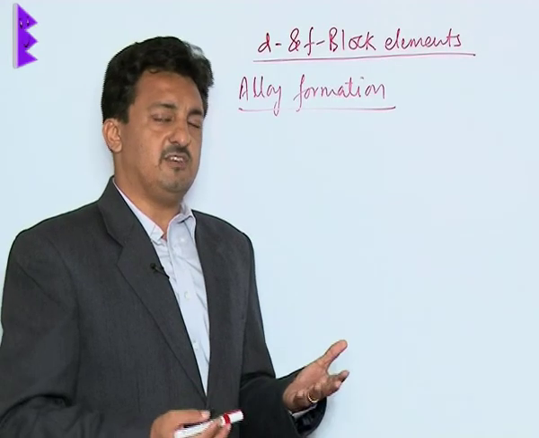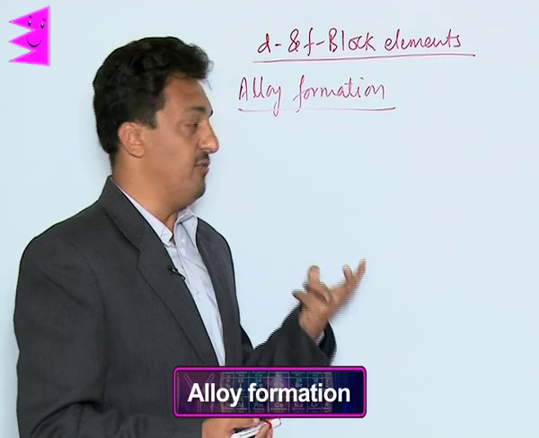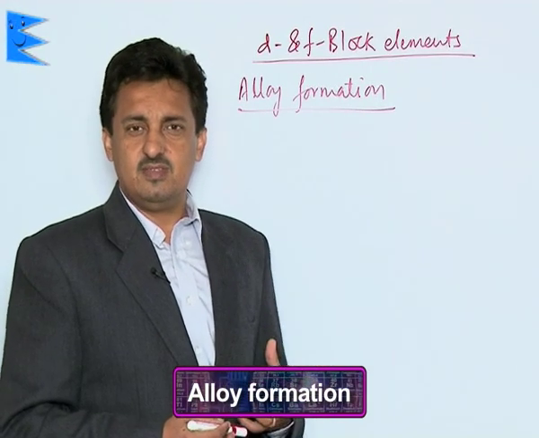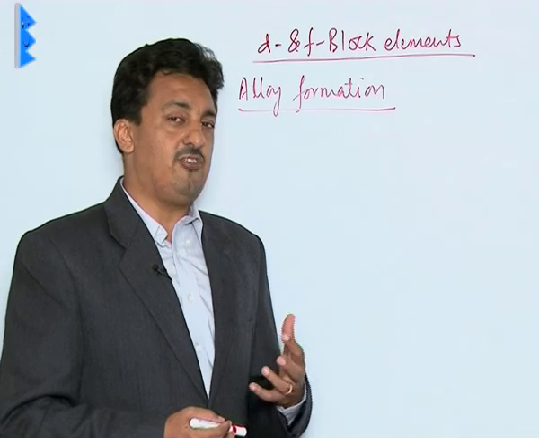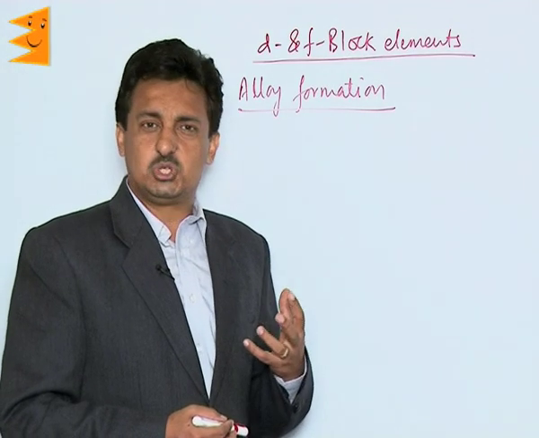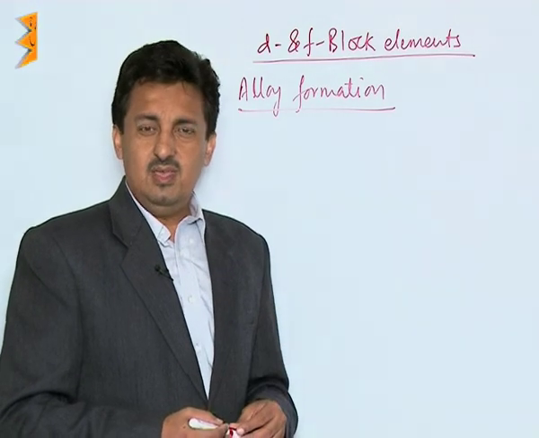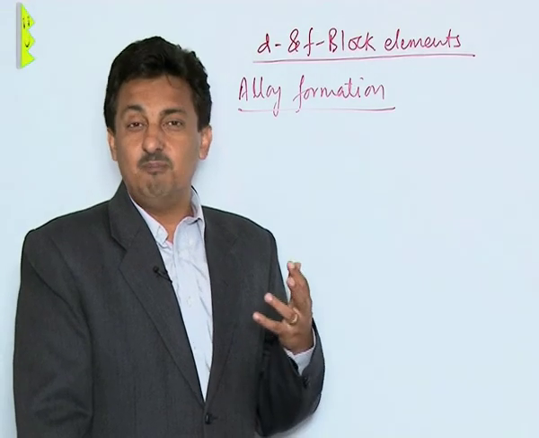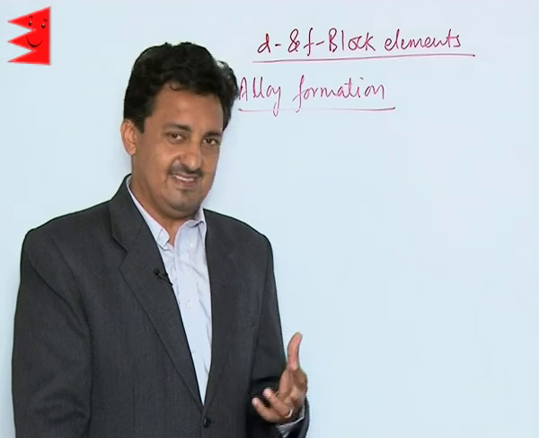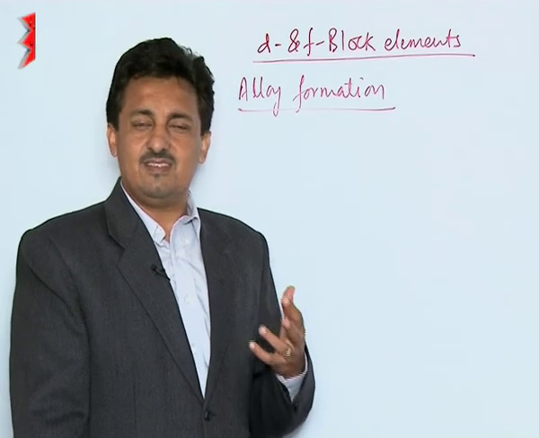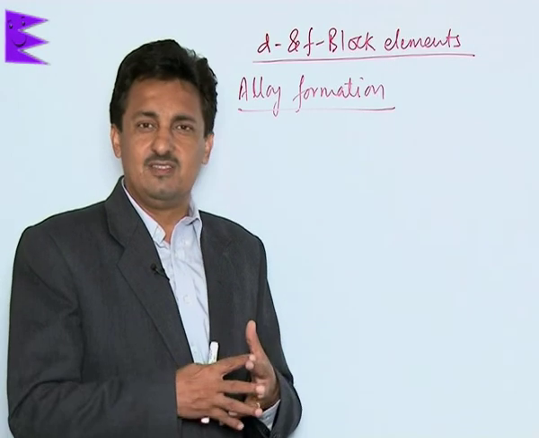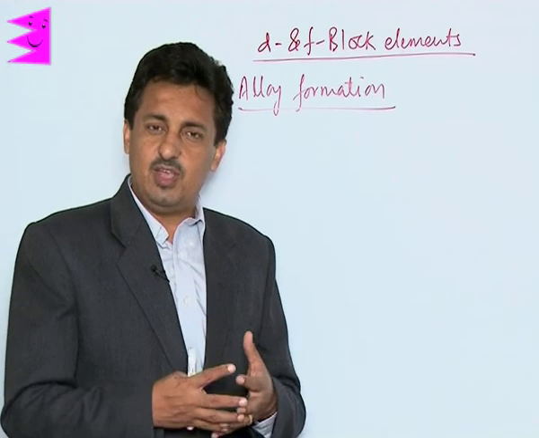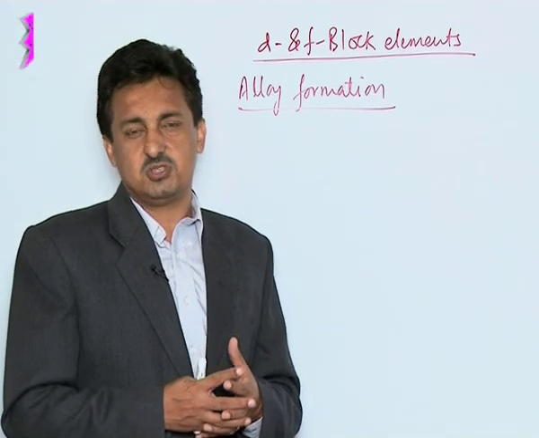The next property of transition elements to study is their alloy formation. Yes, they form a number of alloys. They can be mixed in any ratios and they form a homogeneous solid mass called an alloy. The main reason they form so many alloys is that they have comparable atomic sizes. Since their atomic sizes are comparable, when mixed in the molten state, they easily exchange their lattice positions, and on solidification they form a homogeneous mass which is called an alloy.